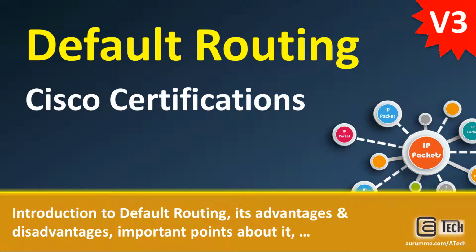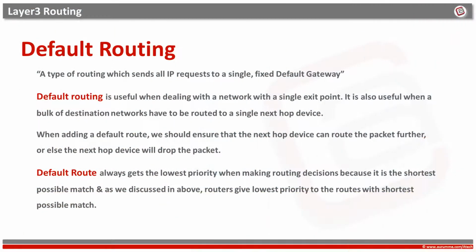Hello friends. In this lecture on default routing, we will discuss the default routing, its advantages, disadvantages, and some important points about the default routing. So let's start with the default routing. First of all, what is a default routing? Default routing is a type of routing which sends all IP requests to a single fixed default gateway.